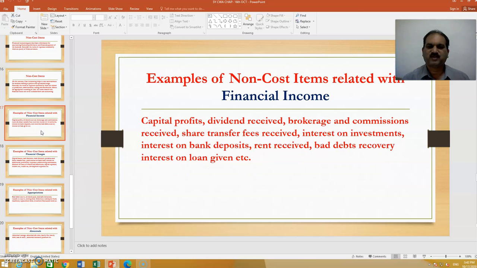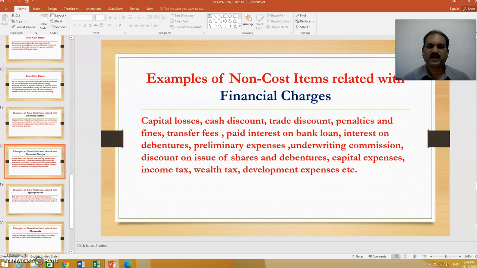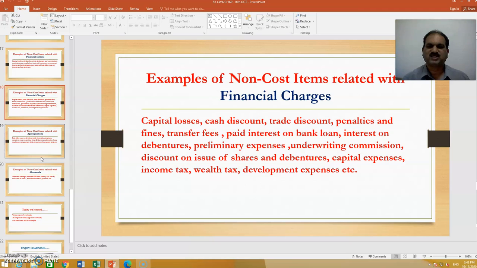Examples of non-cost items with financial income are capital profits, dividend received, brokerage and commissions received, share transfer fees received, interest on investments, interest on bank deposits, rent received, bad debts recovery, interest on bank loan, etc. Let's see the examples related with financial charges. Capital losses, cash discount, trade discount, penalties and fines, transfer fees, interest paid on bank loan, interest on debentures, preliminary expenses, underwriting commission, discount on issue of shares and debentures, capital expenses, income tax, wealth tax, development expenses, etc.